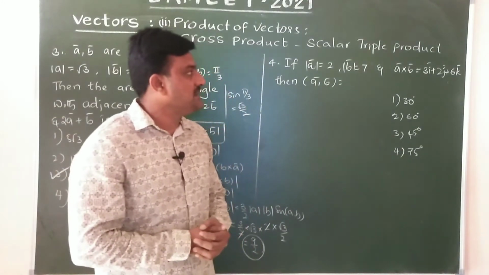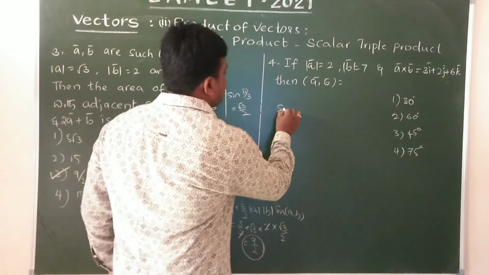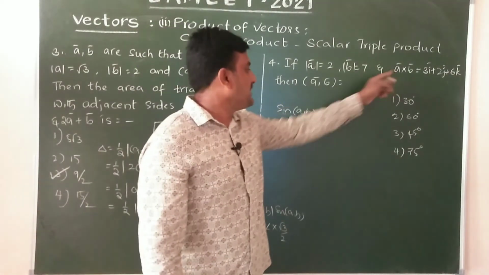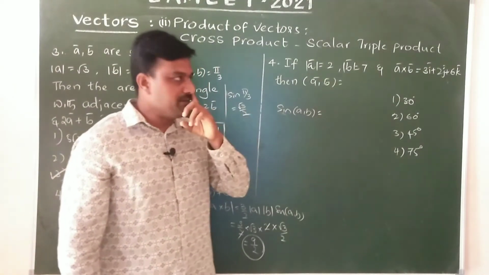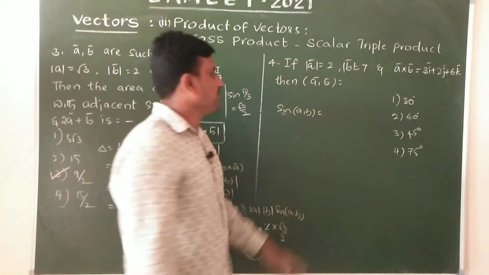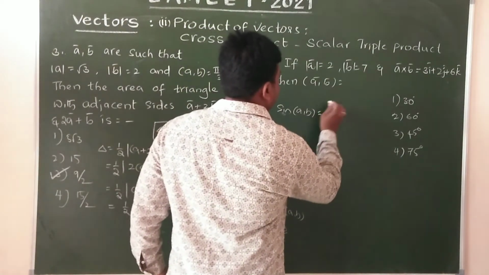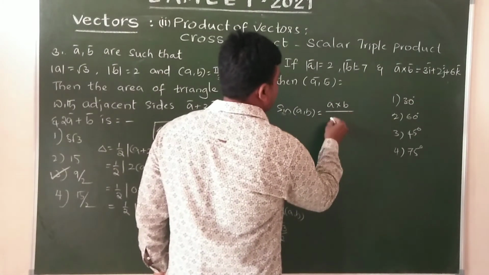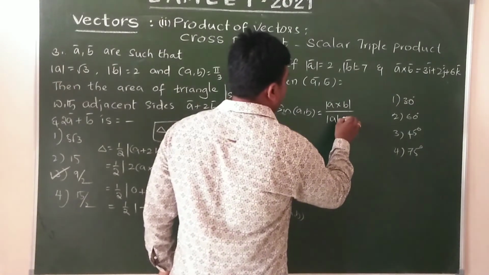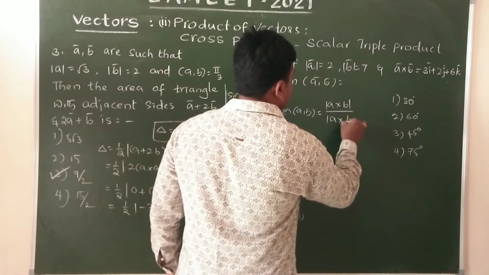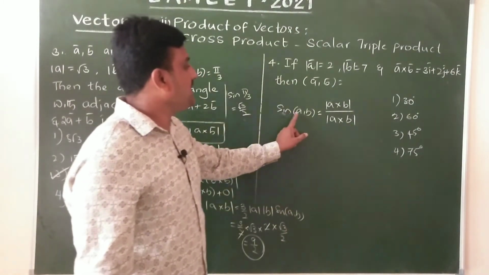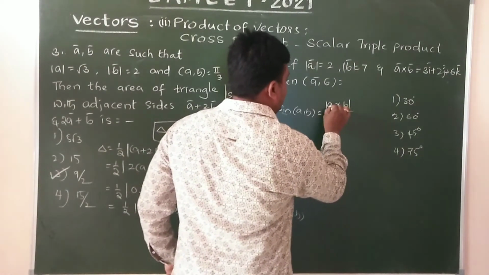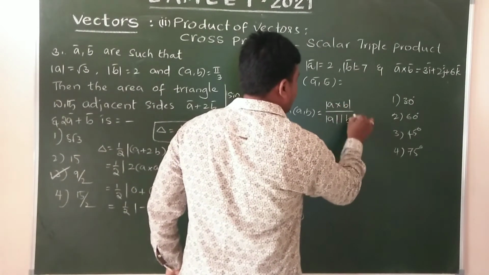When the cross product is given, let us take sin theta, sine of A comma B. If the dot product is there, then we take cos of A comma B. Remember, for cross it is sine, for dot it is cos. So sin of A comma B equals mod of A cross B by mod A mod B.